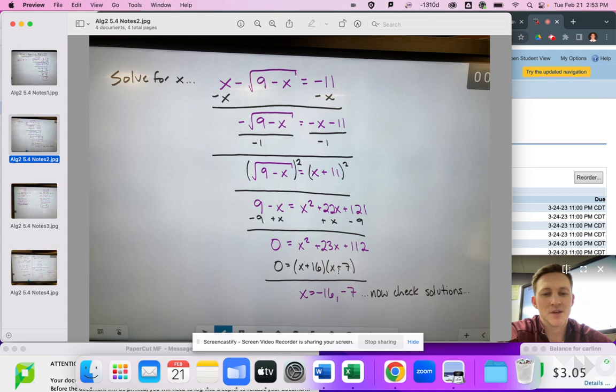And now we're still trying to get what answer x is, or get x by itself. That trick there, if you remember, is just flip the sign. So it's really x is -16 and -7. Okay. But since this was a quadratic, we got to check solutions. So sometimes the solutions work, sometimes they don't.